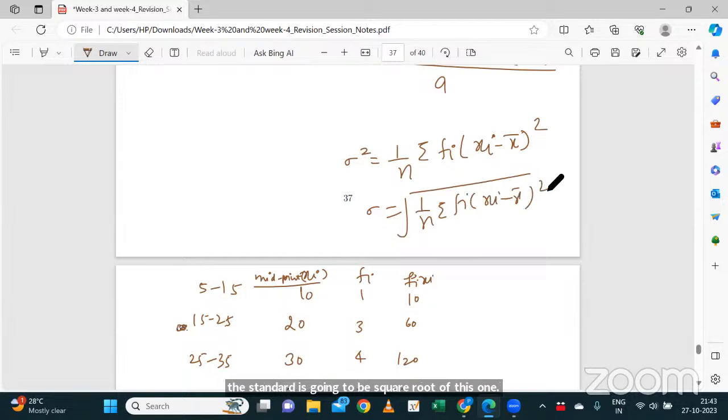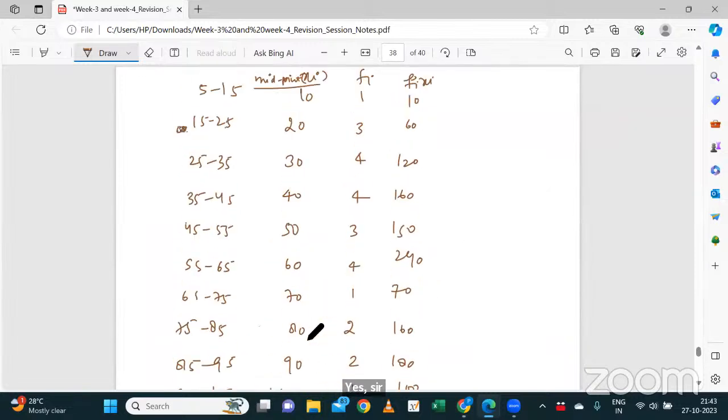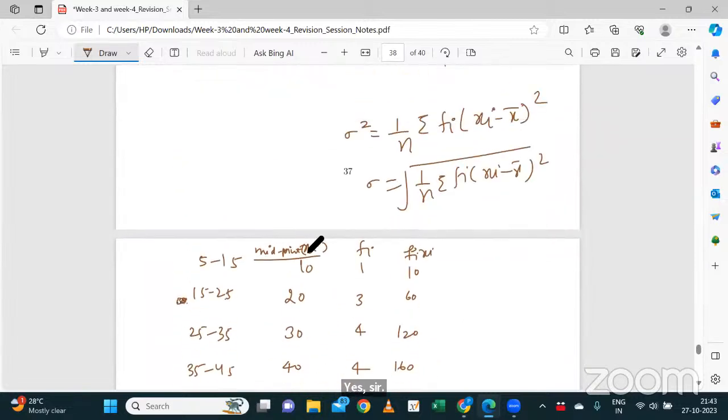Okay. So basically, you have x bar as 50. So you have to do xi minus x bar, then square it. What is your xi? Xi is 10. So 10 minus 50, square it, and into fi. What is fi? It is 1, right?